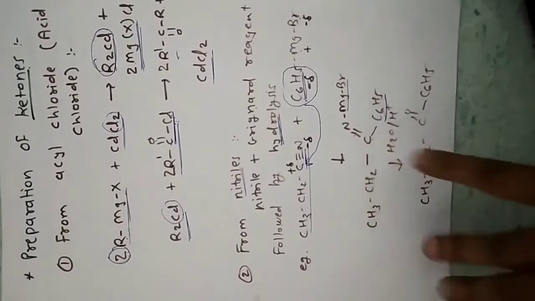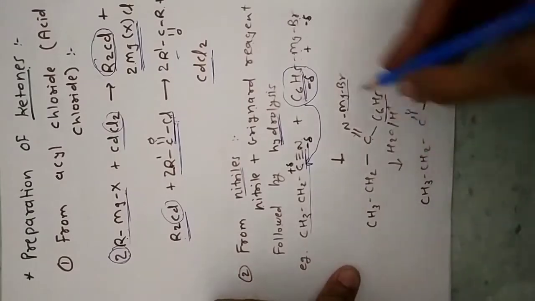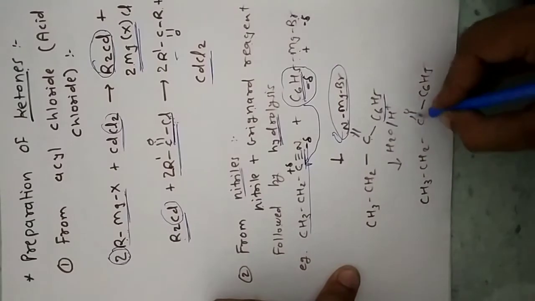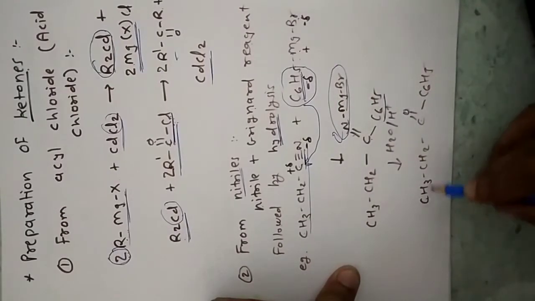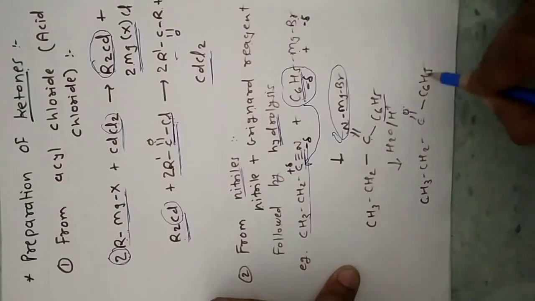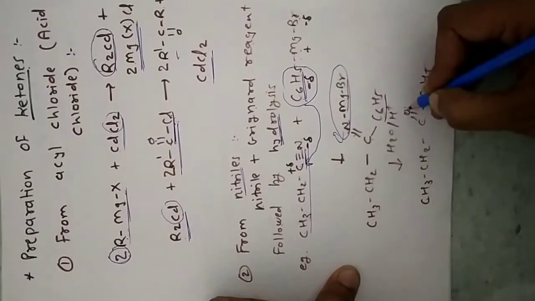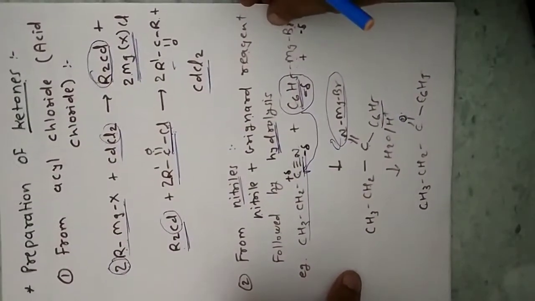You can see here. Now in the next step, when we hydrolyze it, what you have to do is just remove this whole part and instead of that add oxygen. Okay, CH3CH2 C double bond O C6H5. Instead of this whole group, just add oxygen here. So these are two preparations.